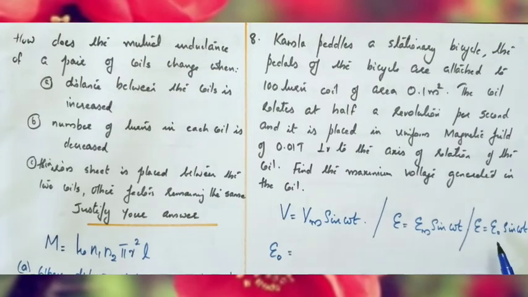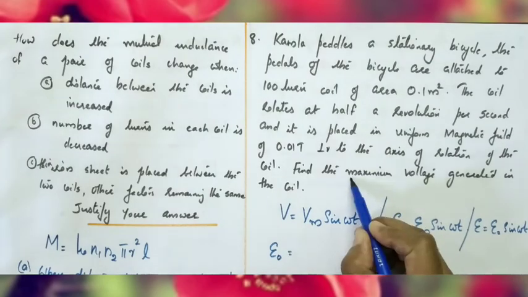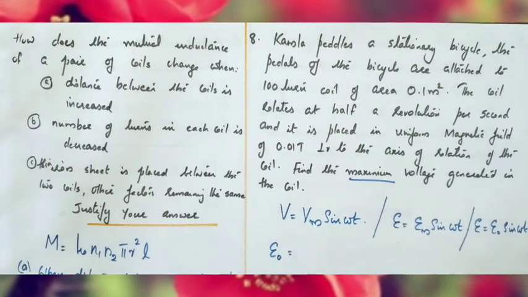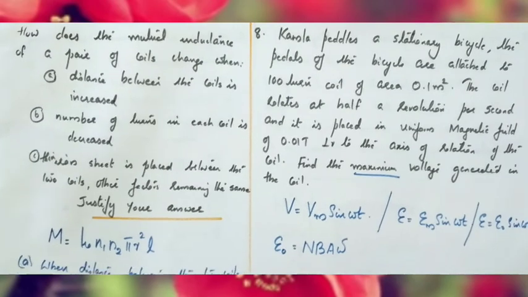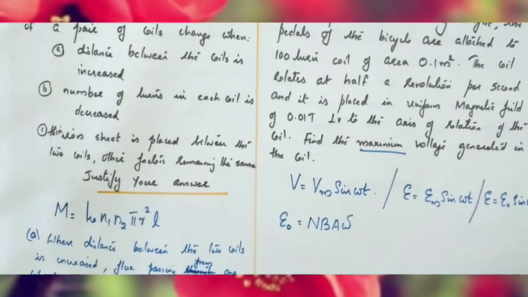Here E0 represents the maximum voltage, or the peak voltage. Here we have to find the maximum voltage, isn't it? So the maximum voltage or peak voltage is given by E0 equal to NBA omega. In the AC generator we have discussed. What is N? Number of turns. In the question it is given as 100 turns. Magnetic field is 0.01 Tesla, that is given. Area is also given, 0.1 meter square.